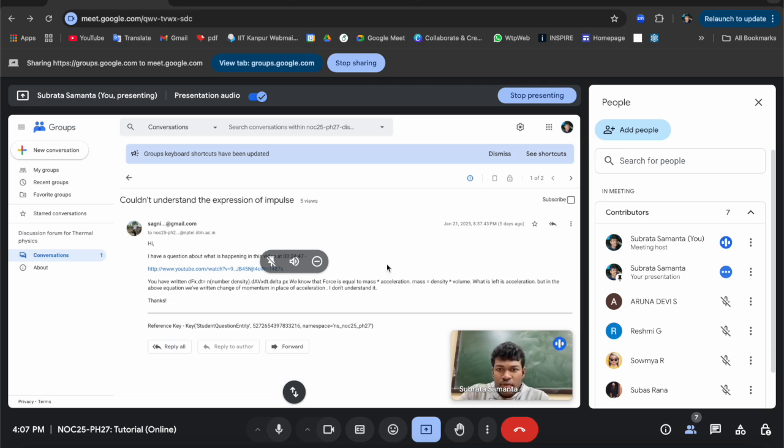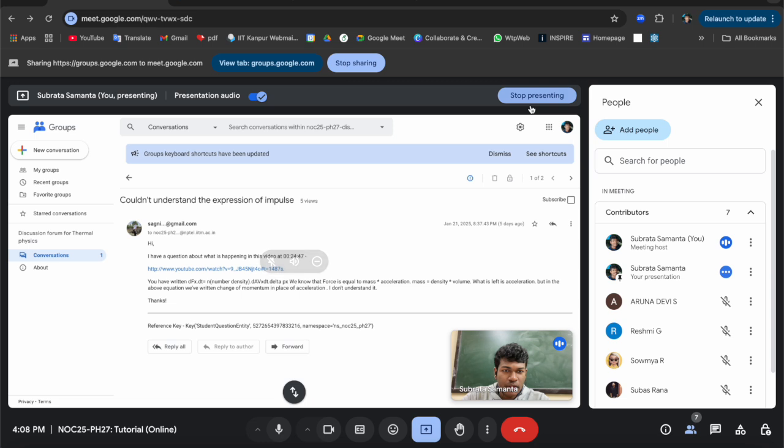Okay, so the question is basically: you have written dFx dt equals number density times dA vx dt times delta px. We know that force is equal to mass times acceleration. Mass equals density times volume. What is left is acceleration, but in the above equation we have written the change of momentum in place of acceleration. I don't understand it.